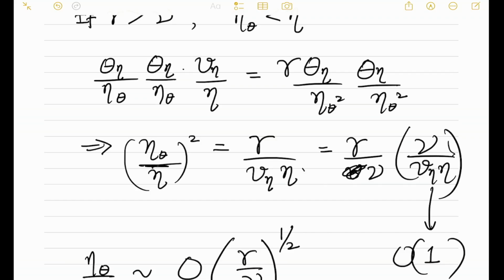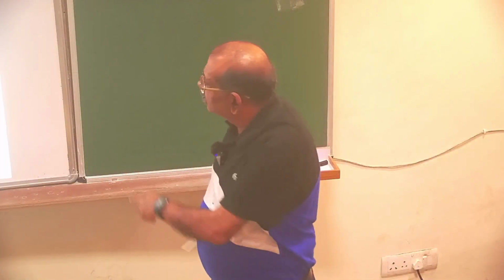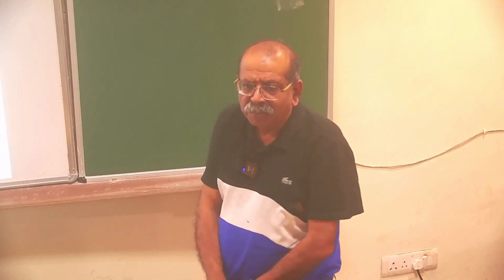So this we had done for the magnetic lines of force. We didn't do it in this way, but we also showed that this was equal to square root of gamma m upon nu there.